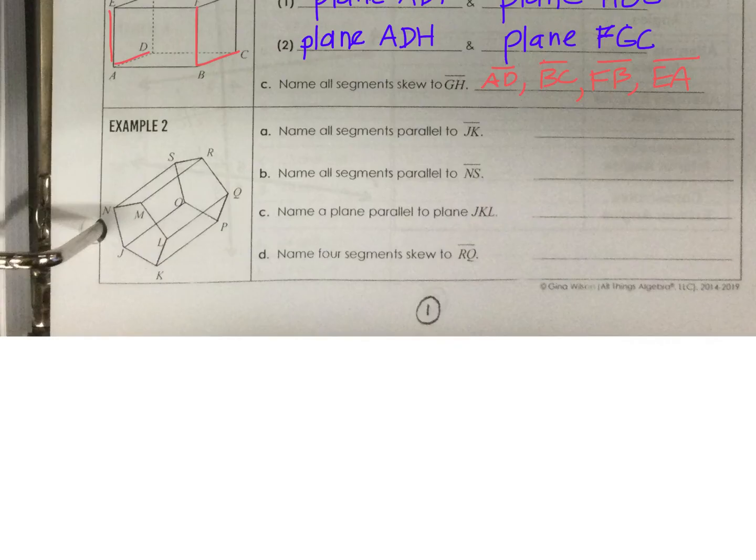All right, on this one, we're going to name all the segments parallel to JK. Well, there's actually only one that's parallel, and that would be OP. Name all the segments parallel to NS. Well, there's 4 of those. MR, LQ, KP, and OJ.